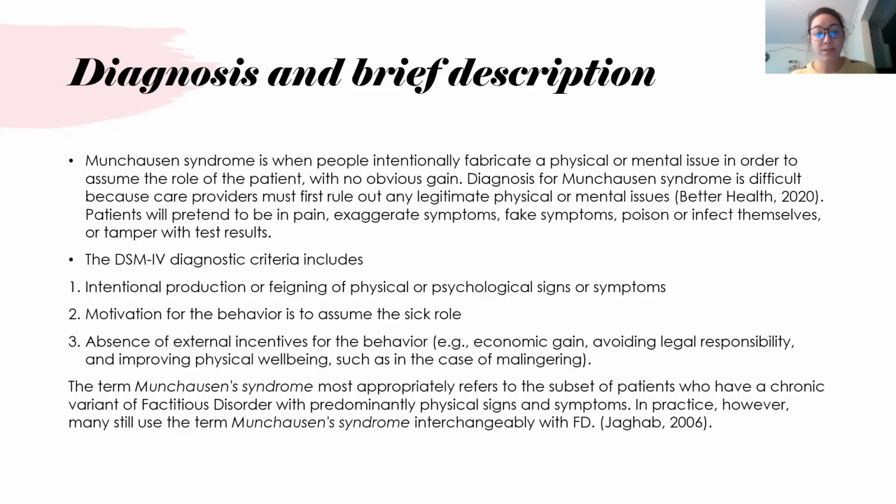I also thought it was important to note that the term Munchausen syndrome most appropriately refers to the subset of patients who have a chronic factitious disorder, which is a type of somatic disorder. And in practice, people will still use the term Munchausen syndrome interchangeably with factitious disorders. So you might be seeing both of those terms, but it's important to remember that Munchausen syndrome is when people mainly have the physical aspects of these symptoms.